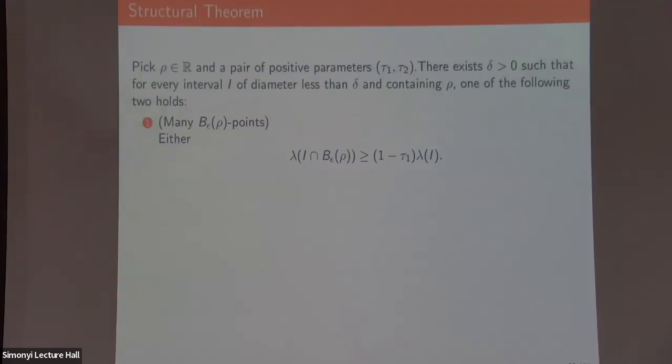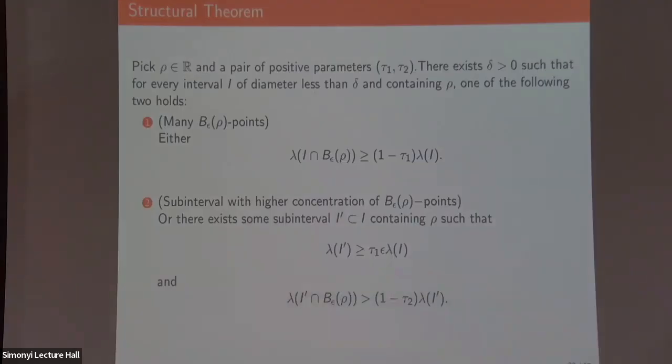Either our measure theoretic hope is fine and we're saved: we have a lot of very good points, many B epsilon points. Or we can find a subinterval that is not too much smaller. This is still very small, you understand, it's 1 over a million of the initial density, but we have a much higher density of B epsilon points.